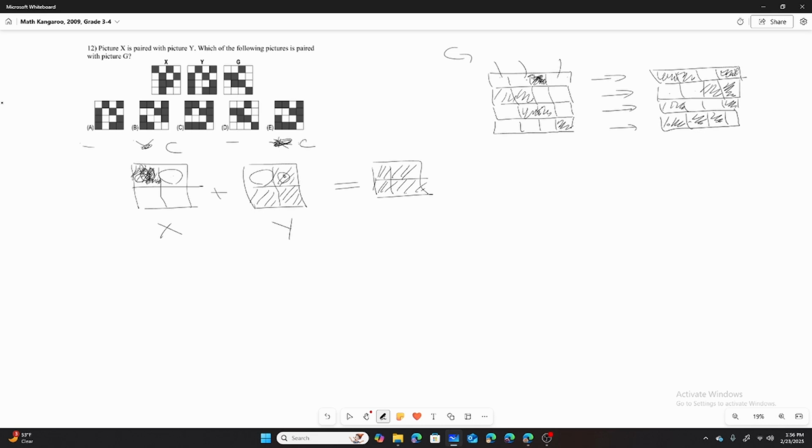So let's look at E. The top row, these two are shaded. Second row, this and this are shaded. Third row, this and this are shaded. And the fourth row, this and this and this are shaded. That means the answer has to be E.